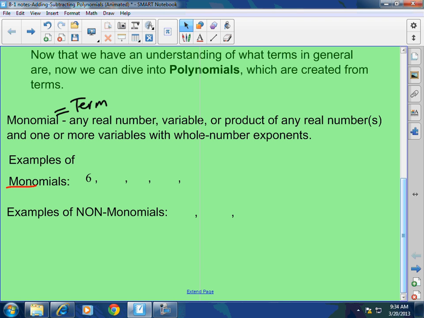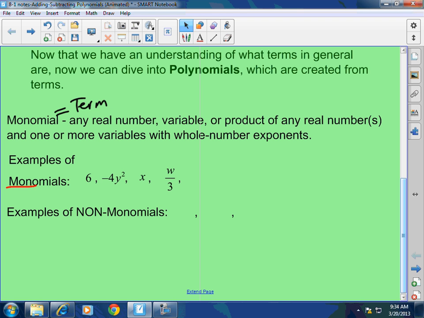Now, what are some monomials? 6. That's a number. It's a monomial. Negative 4y squared. That's a number, and that's a variable, and the variable has a whole number exponent. So that's a monomial. X, that's a monomial. It's a variable, and the exponent is 1. That's a whole number exponent. We're good. We're golden.